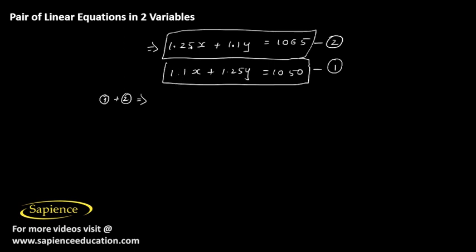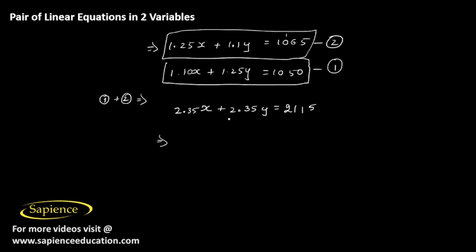1.25 plus 1.1. 1.1 can be written as 1.10. So this is 5, 2 plus 1, 3, decimal place, 1 plus 1, 2. So 2.35x. And here also it's 1.1 plus 1.25 once again, so the value will be the same, 2.35y equals, let's add these two numbers. 5, 6 plus 5 is 11, carrying the 1, 0 here. So 1, 1 plus 1, 2.